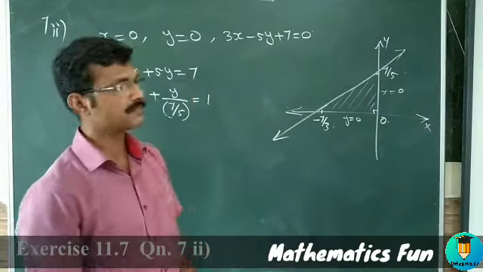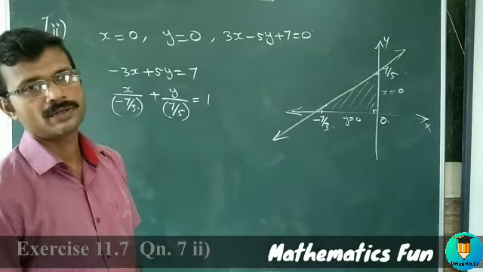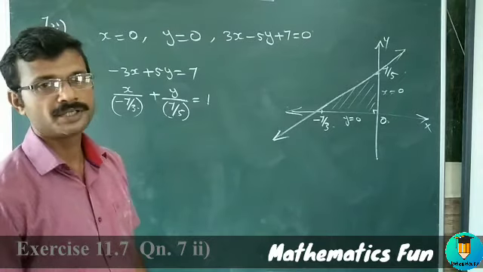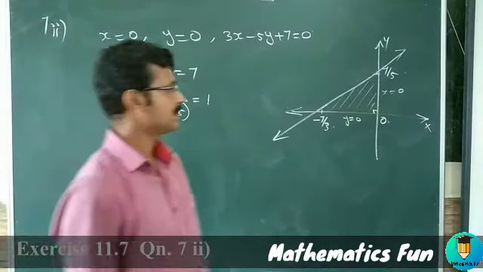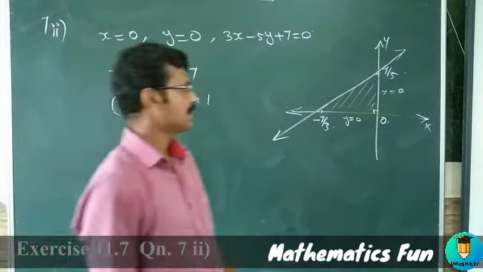Now for this triangle we need the orthocenter. Orthocenter means the meeting point of altitudes. If you see this triangle, it is very easy. This is one of the altitudes, see, perpendicular. This side is one of the altitudes, in this right angle triangle.